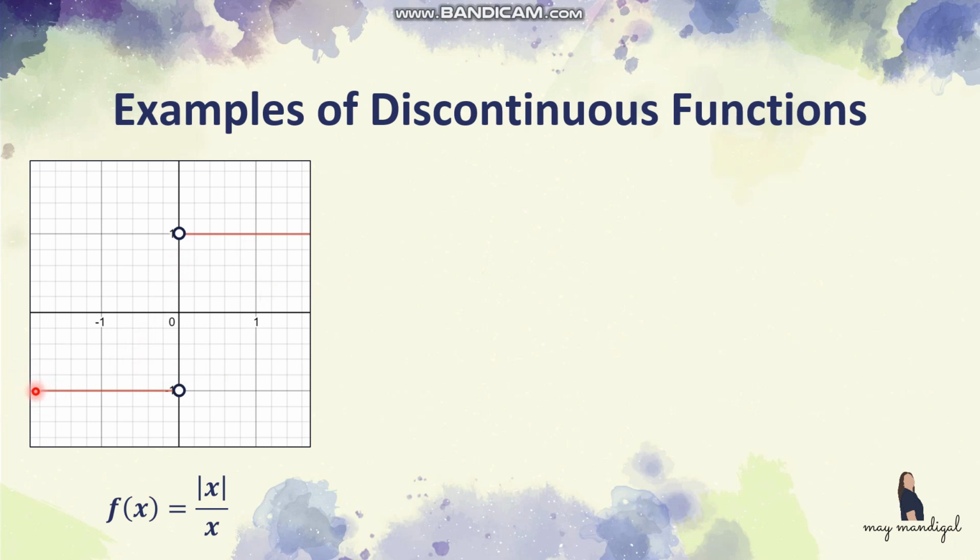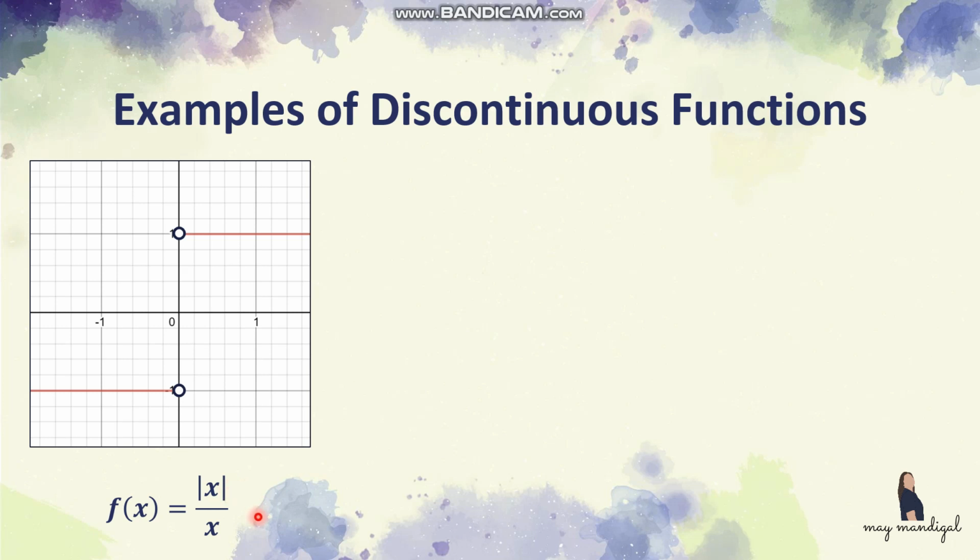First, I cannot trace it without lifting my pen. I will start here and trace this, but I need to stop here. The second part of the graph is above this one, so I have to lift my pen and then move here to continue. Since I was not able to trace it without lifting my pen, that means this graph is discontinuous. That means there are gaps in our graph. And as you can see, this function is not defined for all real numbers. There's a restriction, for example, 0. If x is 0, then this will be the absolute value of 0 all over 0.